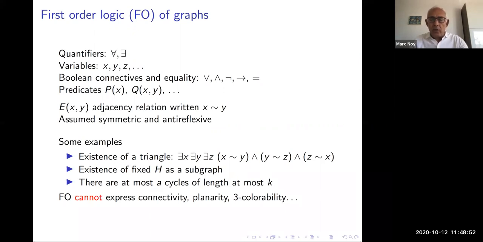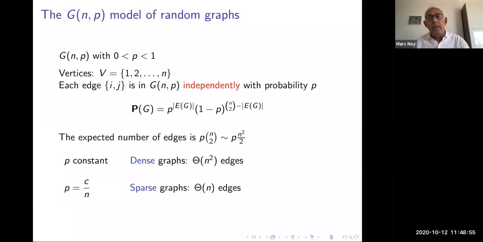Now, this is for the logic. For the graphs, we are using the classical G(n,p) model of random graphs. We fix some p between 0 and 1. The vertices are 1 to n, so this means that the vertices are distinguishable. We will not care about automorphisms. Then we put every edge ij in this random graph independently with probability p. This is not the uniform distribution. The probability of a graph is p to the number of edges times (1 minus p) to the number of non-edges, where n choose 2 is the total number of possible edges.